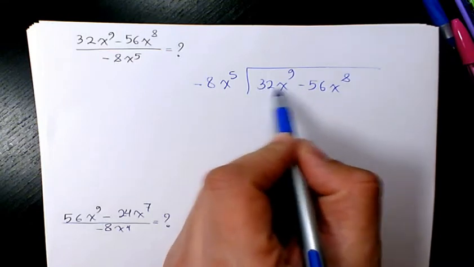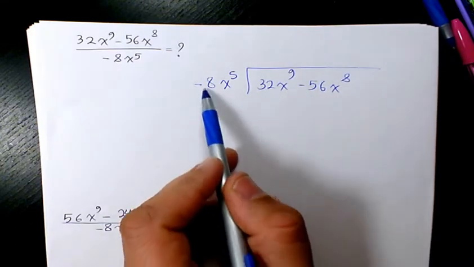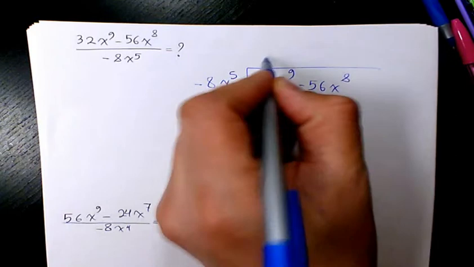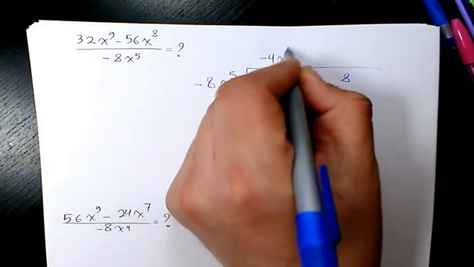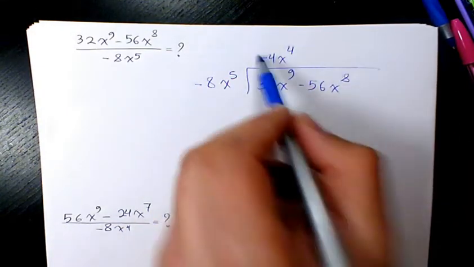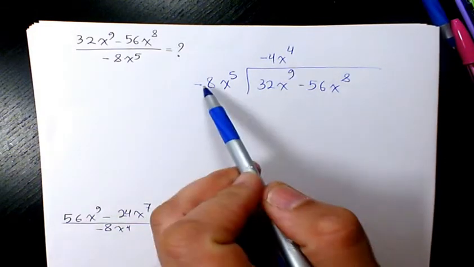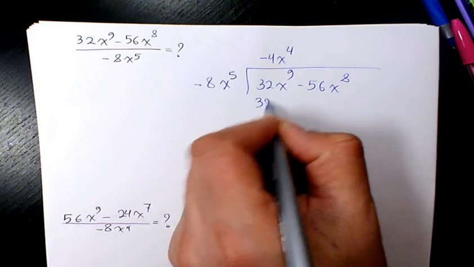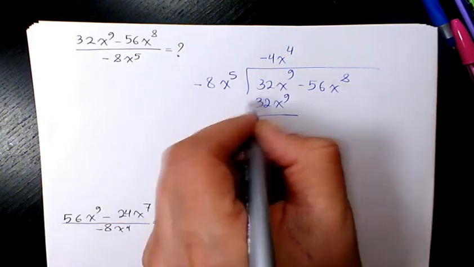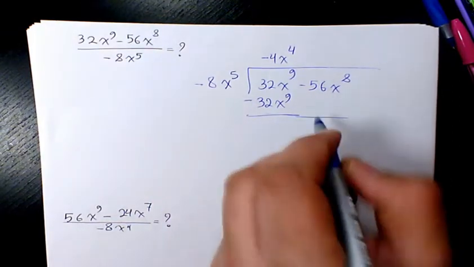So 32x to the power of 9 divided by negative 8x to the power of 5 will be negative 4x to the power of 4. This part is going to be the quotient. Now negative 4x to the power of 4 times this one is going to be 32x to the power of 9. You subtract it, it's going to be 0. Then you bring the next number down.